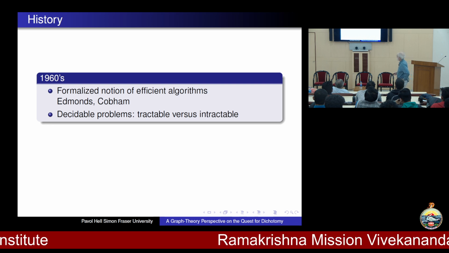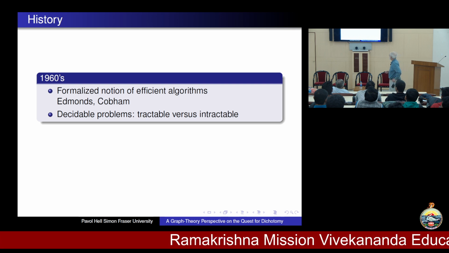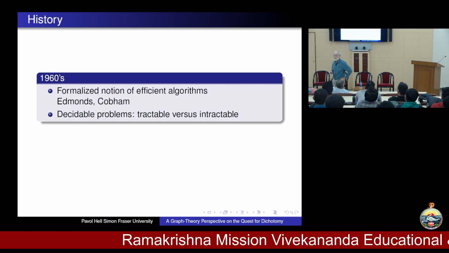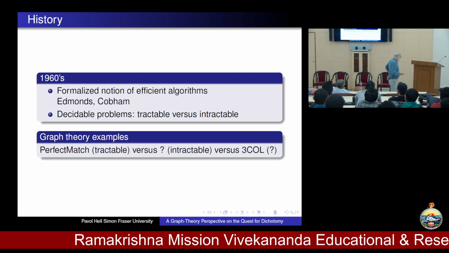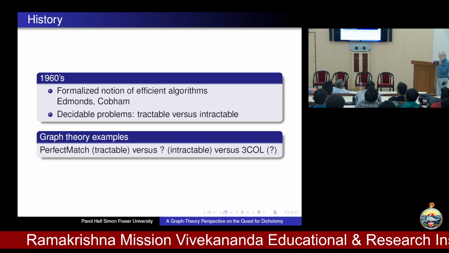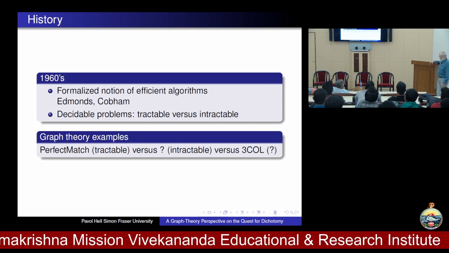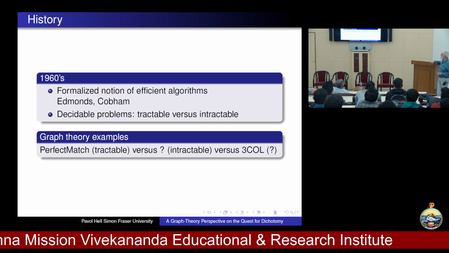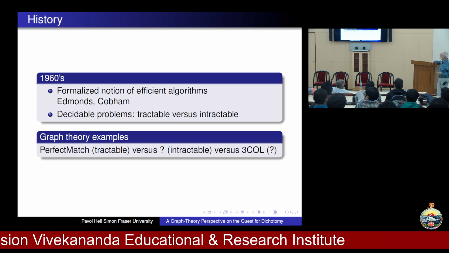Those, I guess, two people that came independently to this conclusion were Jack Edmonds and Cobham, and they further divided the decidable problems into those that are tractable, have polynomial algorithms, and intractable. And in graph theory, the perfect matching problem is an example of a tractable problem. Can the vertices of this graph be covered by disjoint edges so that every vertex is in exactly one? And that has a polynomial algorithm. In fact, it was Edmonds who first discovered it.